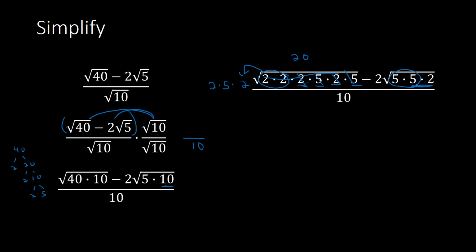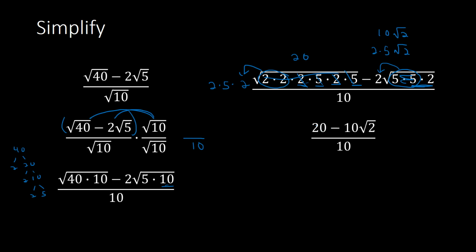Then over here we have a group of 5's, so we can pull out 1, 5. And so we have 2 times 5 times square root of 2, which would just be 10 square root of 2. So the numerator is simplified.